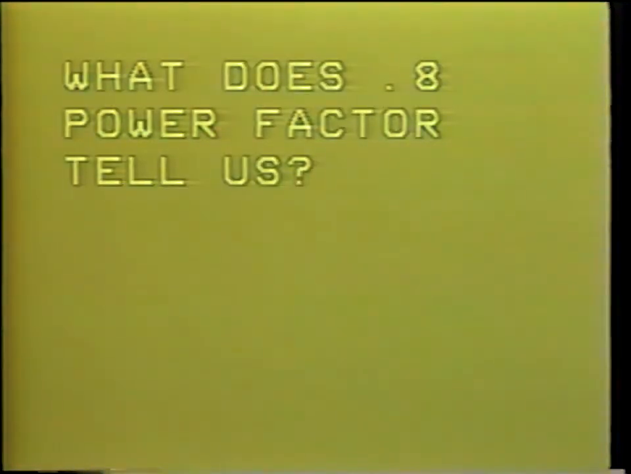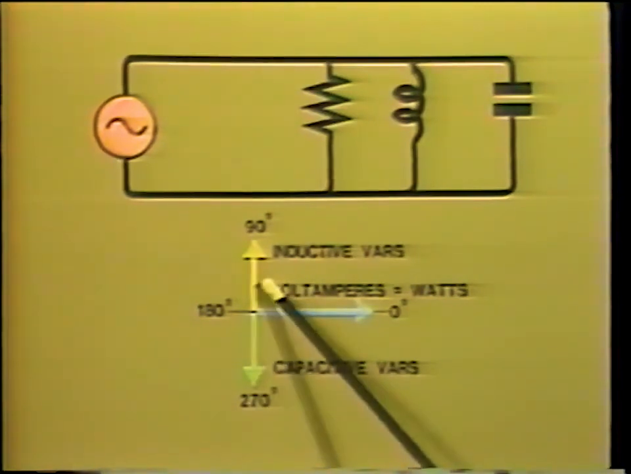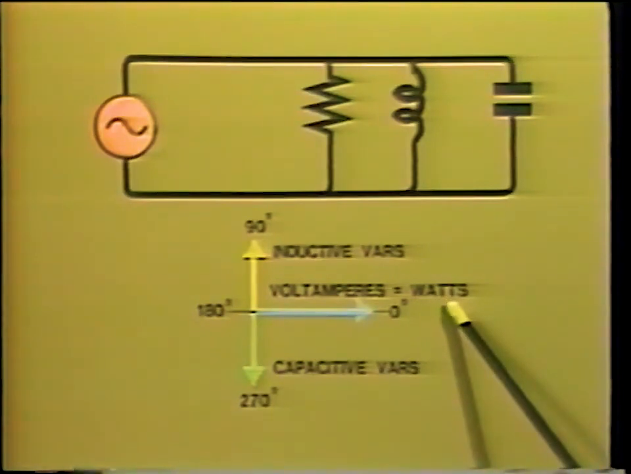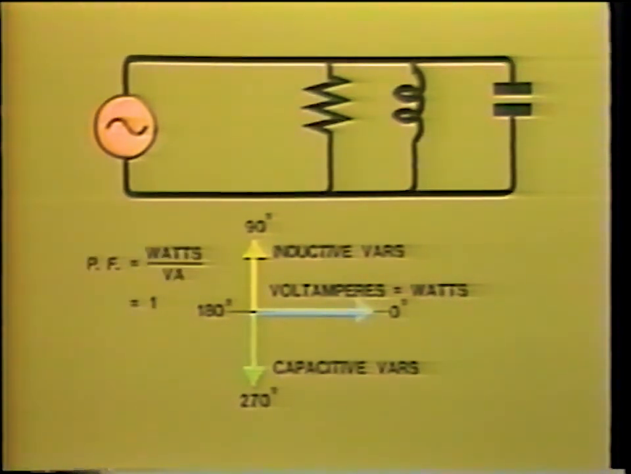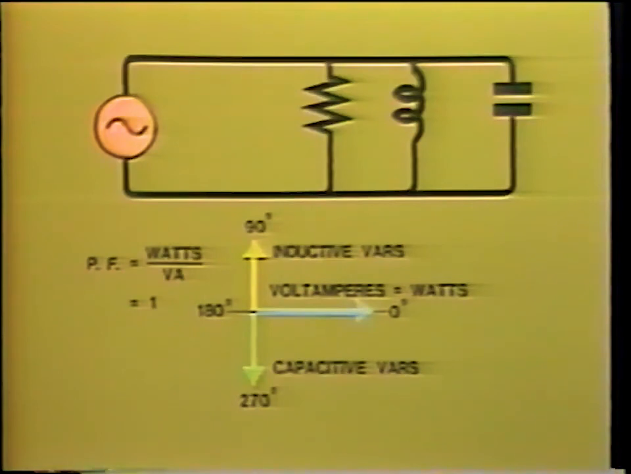What does 0.8 power factor tell us? Well, we can say that 80% of the apparent power is the real power in watts. In a circuit that has equal inductive and capacitive vars, the volt-amperes consist entirely of watts. The power factor in this case is equal to 1, since watts divided by volt-amperes will equal 1. This is known as unity power factor. The sum of inductive and capacitive vars is then 0.